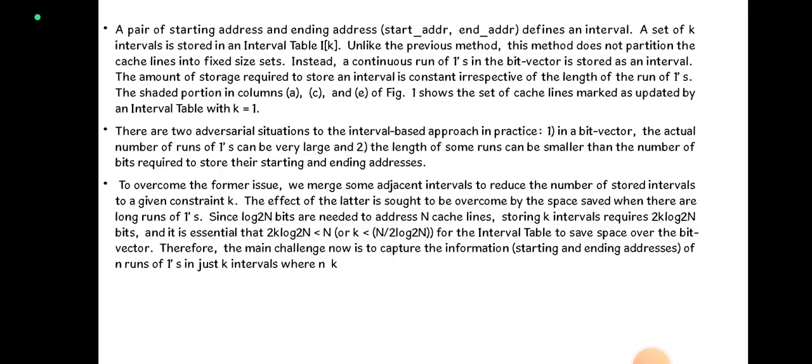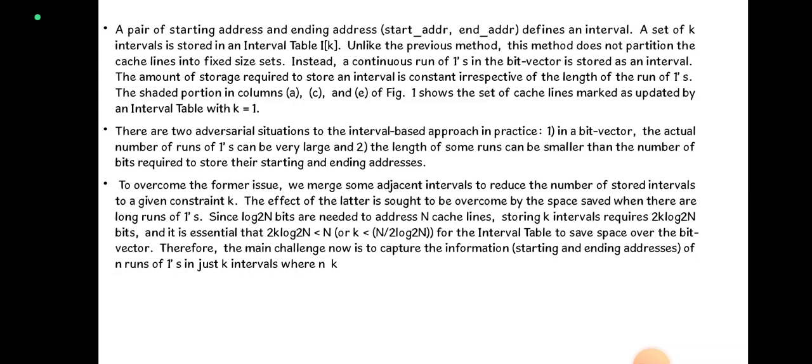A pair of starting address and ending address is defined as an interval. A set of k intervals is stored in the interval table. Unlike the previous method, this method does not partition the cache lines into fixed size sets. Instead, a continuous run of ones in the bit vector is stored as an interval. The amount of storage required to store an interval is constant, irrespective of the length of the run of ones in the bit vector.